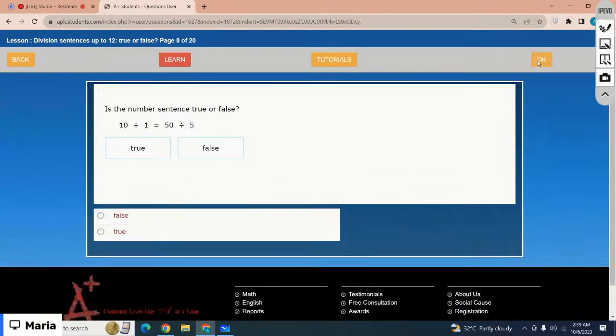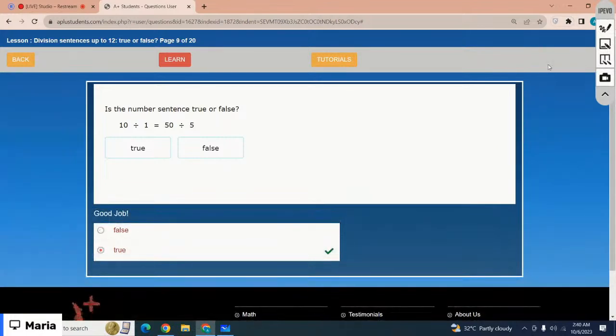Is the number sentence true or false? 10 divided by 1 equals 50 divided by 5. Which is the correct option? Is it true or false? The correct option is false. No, this one is true. 10 divided by 1 is 10 and 50 divided by 5 is also 10.